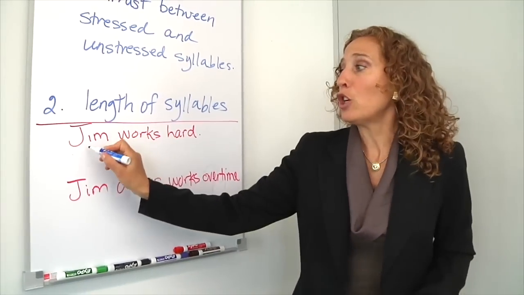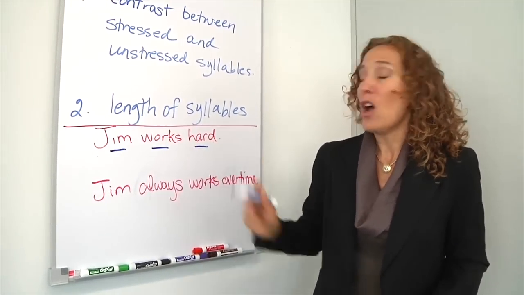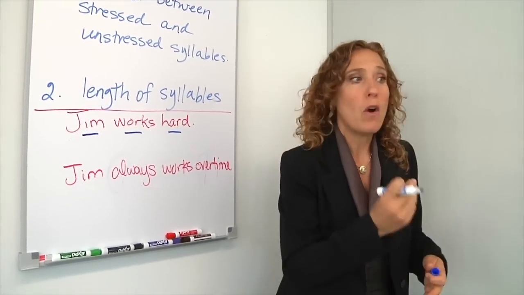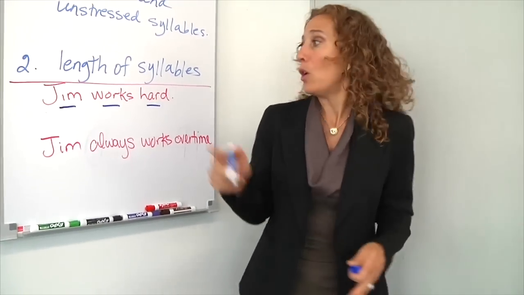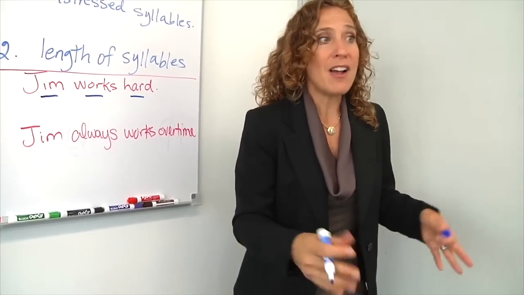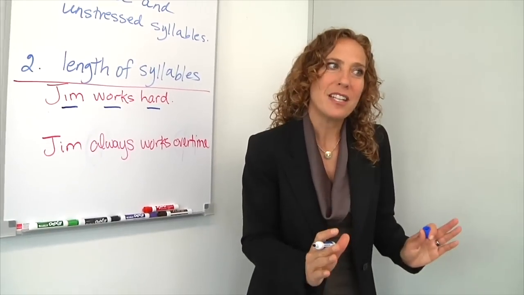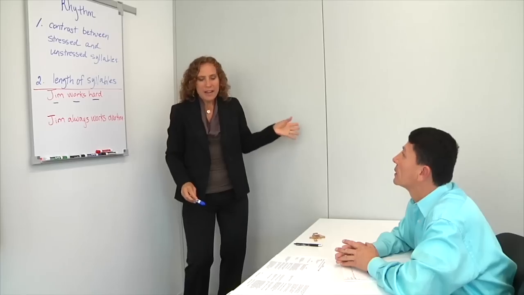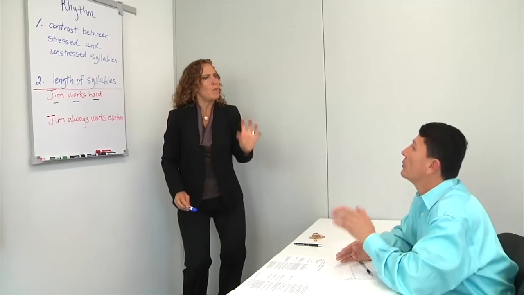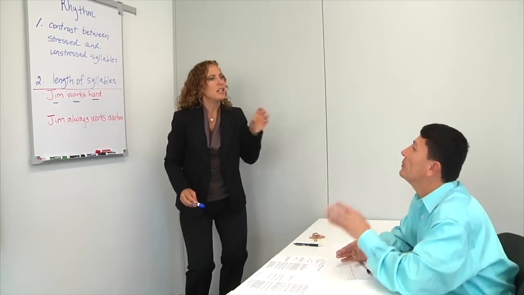Each one, if you look closely, only has one syllable. Jim, one vowel sound, one syllable. Works, one vowel sound, one syllable. Hard, one vowel sound, one syllable. Say that for me. Jim works hard. Good, and now say it together more quickly. Jim works hard. Again. Jim works hard.